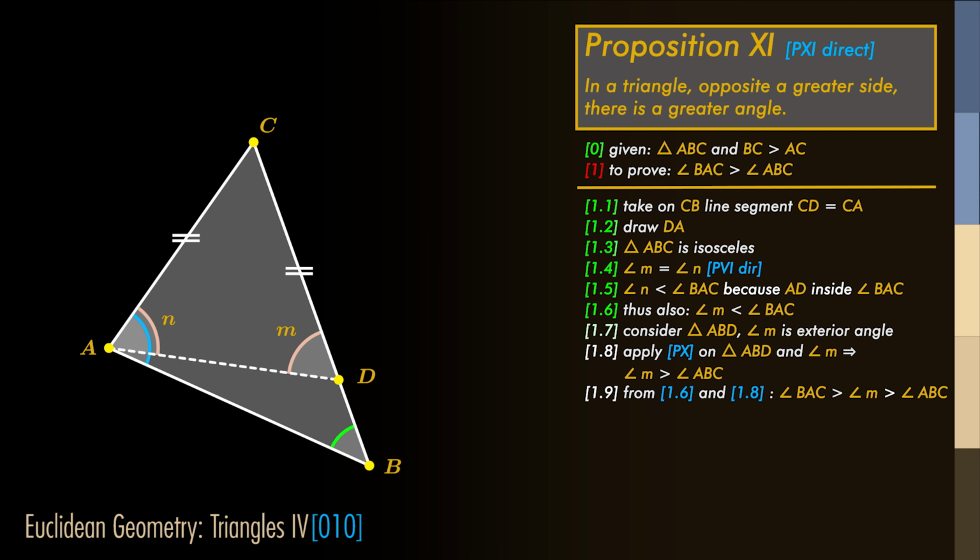In relation to the triangle ABD, M is an exterior angle. We know that an exterior angle of a triangle is greater than every non-adjacent interior angle. So angle M is greater than angle ABC. And we already had that angle BAC is greater than angle M. We can thus conclude that angle BAC must be bigger than angle ABC. What needed to be proven.